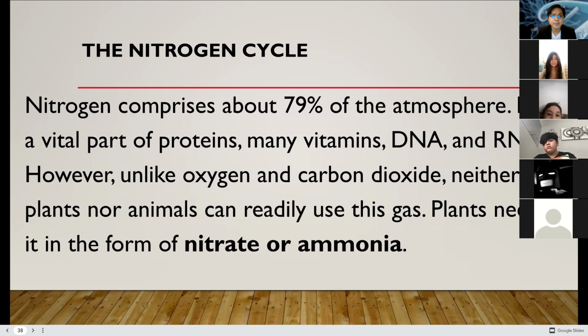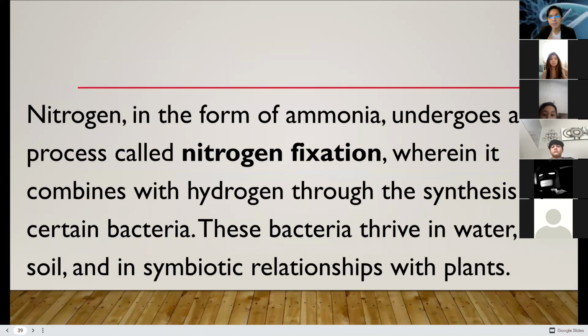However, unlike oxygen and carbon dioxide, neither plants nor animals can readily use this gas. We cannot use this one. Plants need it in the form of nitrate or ammonia. How can we convert this into nitrate and ammonia? By nitrogen fixation. Nitrogen undergoes a process called nitrogen fixation.